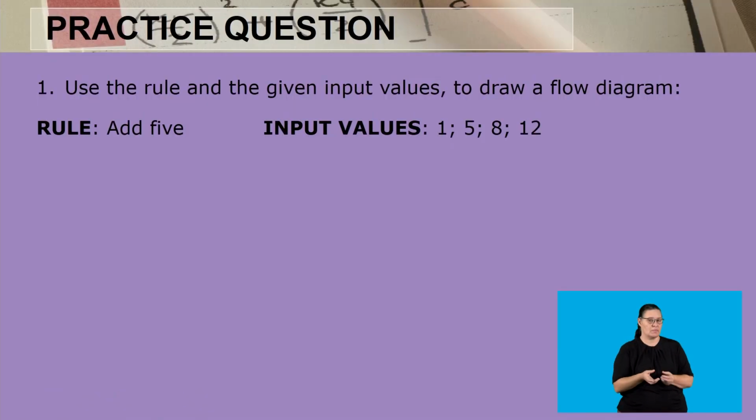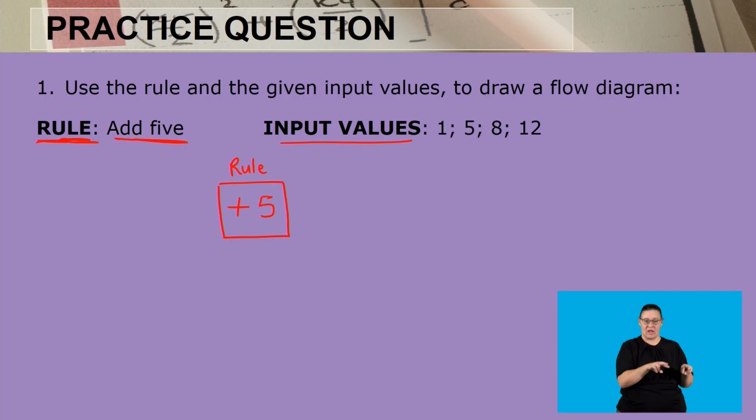So the first question that we have been given here is use the rule and the given input values to draw a flow diagram. So we remember what a flow diagram looks like. Well, firstly, we have the rule in the middle. So this is going to be where the rule goes. And here we've been given the rule as to add 5. So we know that we are going to add 5. But what are we adding 5 to? Of course, yes, we are adding 5 to our input values.